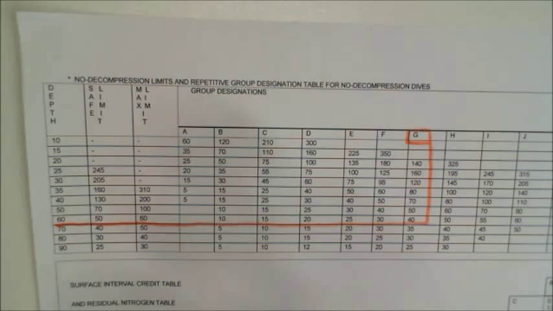So since in our previous dive we went to a depth of 60 feet, we go over to the right until we find a time of 40 minutes and come straight up and we find the letter G. That G is a symbol for the amount of nitrogen stored in our body at the end of that dive.